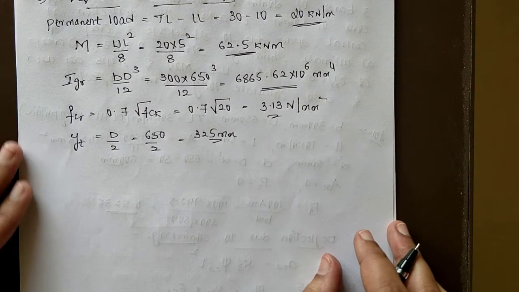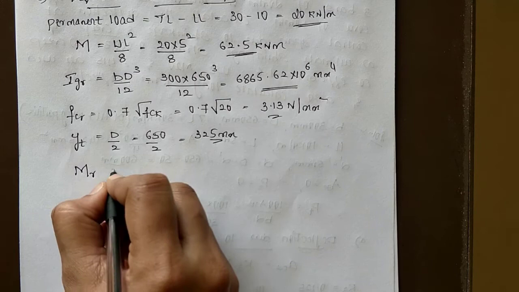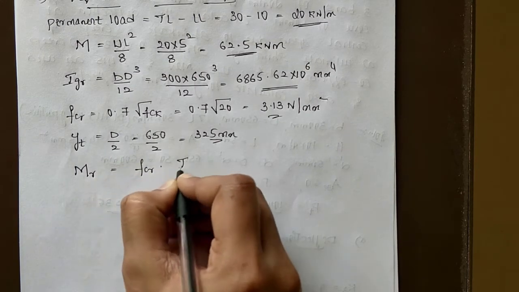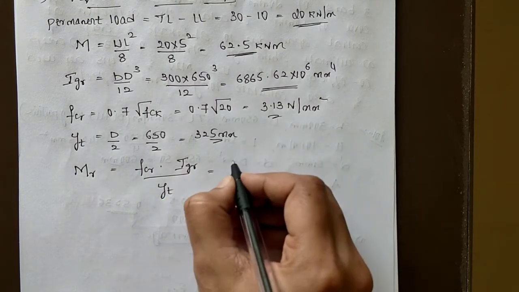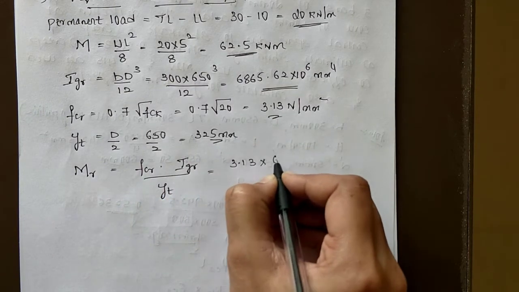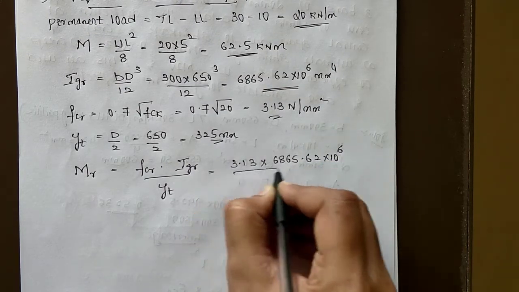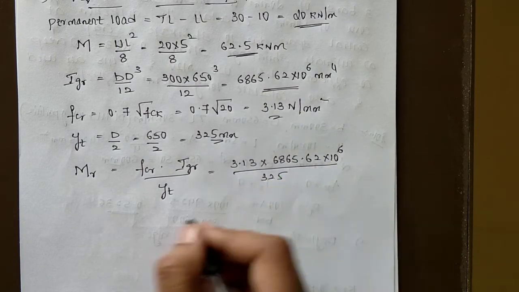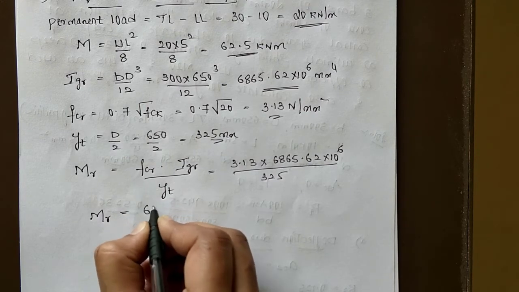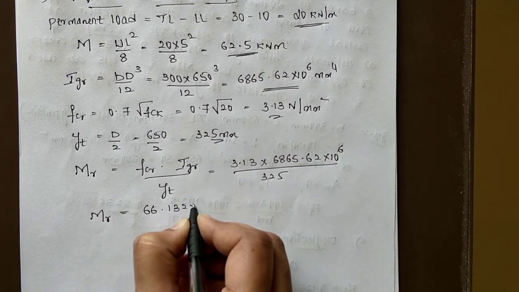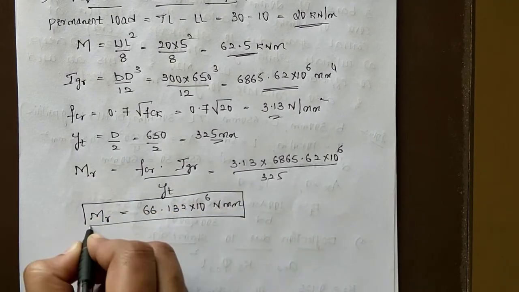Once you calculate the yt value, go for the cracking moment. It is given by fcr into Igr divided by yt value. Substitute it. fcr is 3.13, Igr is 6865.62 into 10 to the power of 6, divided by yt, it is 325. You will get the cracking moment as 66.132 into 10 to the power of 6 Newton mm. This is what your Mr value.